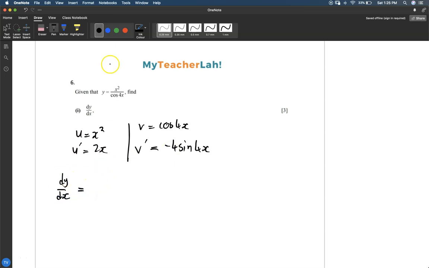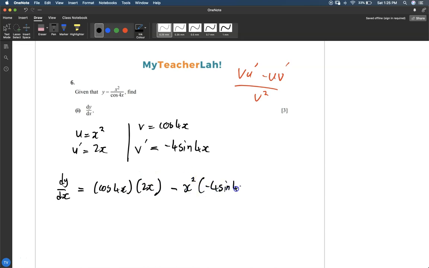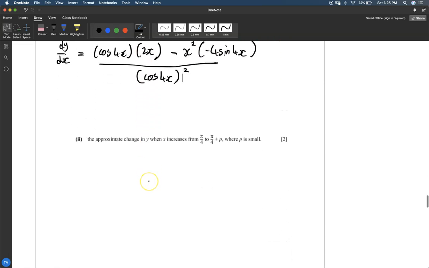Again, use the same formula, the quotient rule, over v squared. So first is cos of 4x, times 2x, minus x squared times negative 4 sine 4x, over cos squared 4x. So that's basically it. Of course, you can change this to make it a plus and so on, but I'm just a bit lazy, so I'm going to leave it like that and continue to the next question.